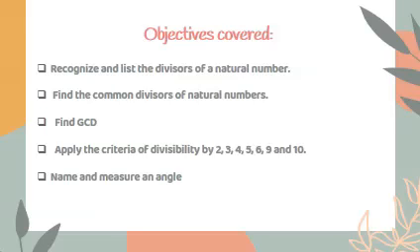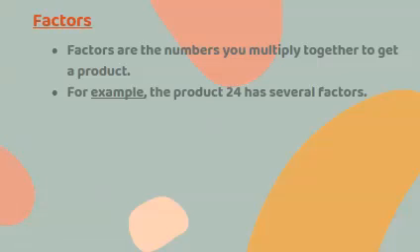The objectives covered in the exam are to recognize and list the divisors of a natural number, find their common divisors and then find our greatest common divisor. Then we are going to remember together the criteria of divisibility by the numbers 2, 3, 4, 5, 6, 9, and 10. And at last we are going to name and measure an angle. Let us start first with the factors or the divisors.